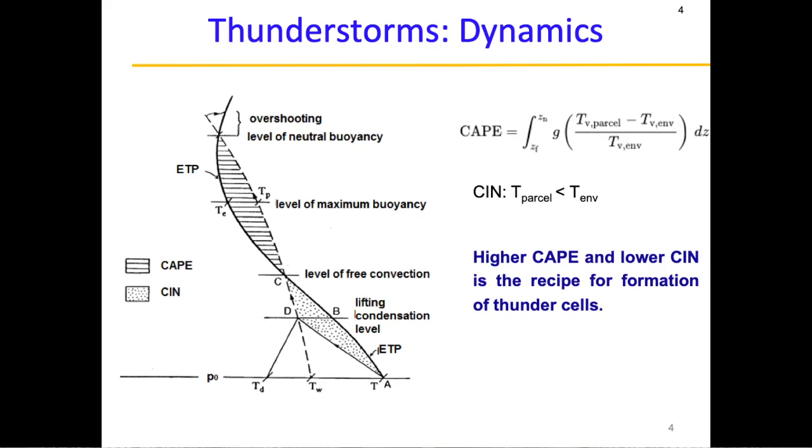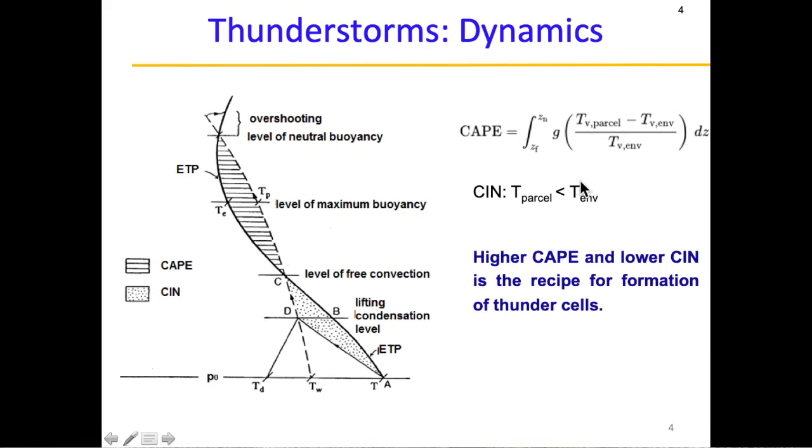So two things can happen. If the air parcel that is rising is warmer, then it will keep rising up because environment is colder. So it has more buoyancy, so the parcel will keep rising up. Or the second thing that can happen is the parcel is colder, so it will just stay put and it will not rise up. And that is the CIN. So CIN is basically the convective inhibition.